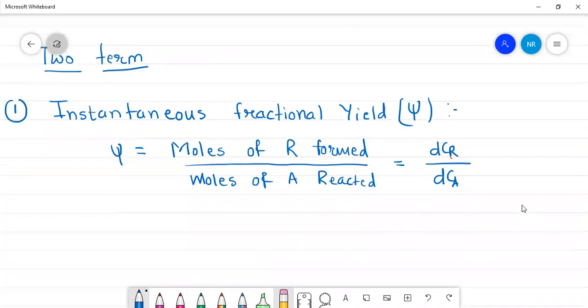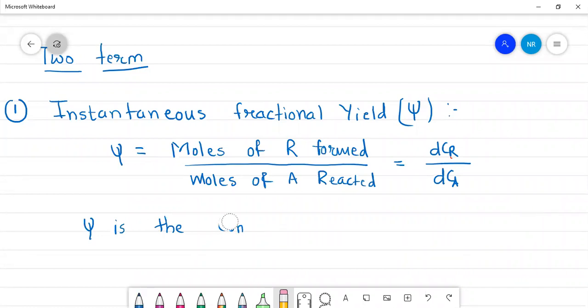I have to draw a graph. Psi is a function of concentration. We will also calculate one example, and using that example you will understand how to calculate the instantaneous yield, and how, using instantaneous yield, we can calculate the concentration of the desired product. Psi, the instantaneous fraction yield, is a function of concentration.